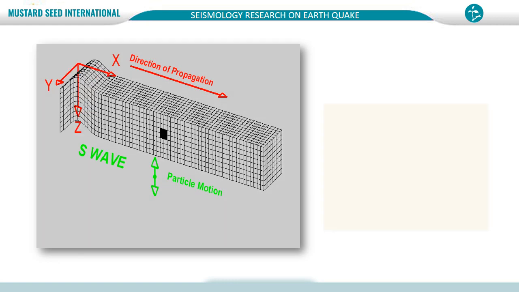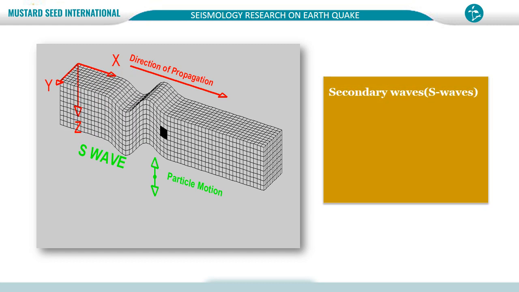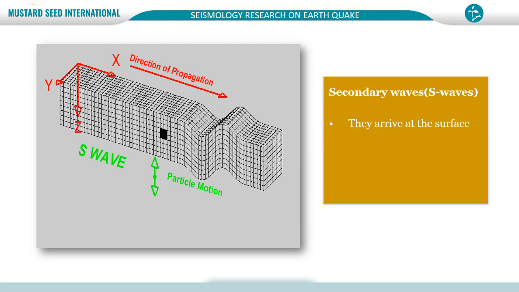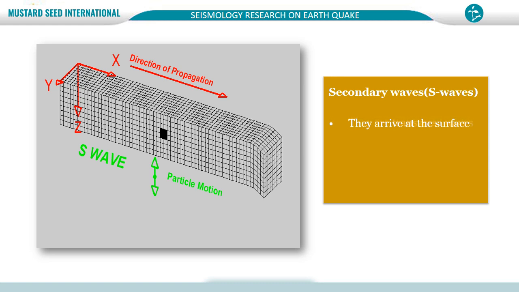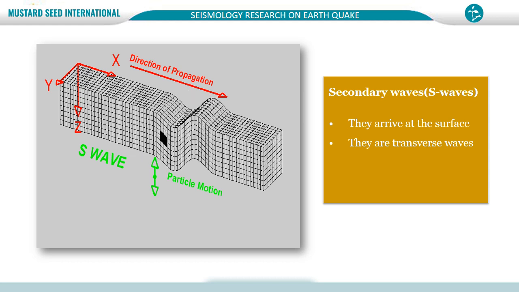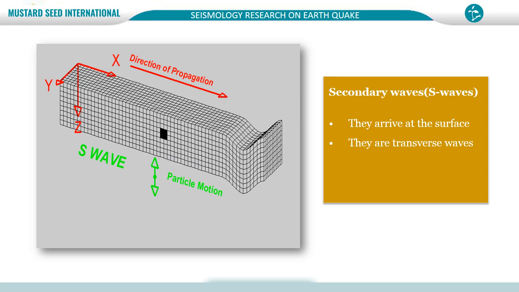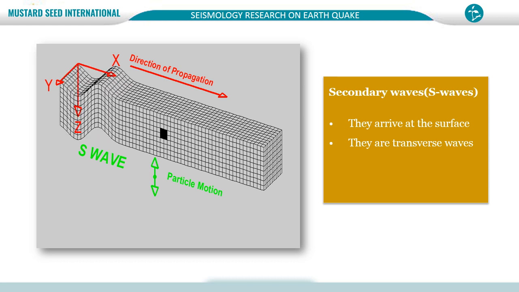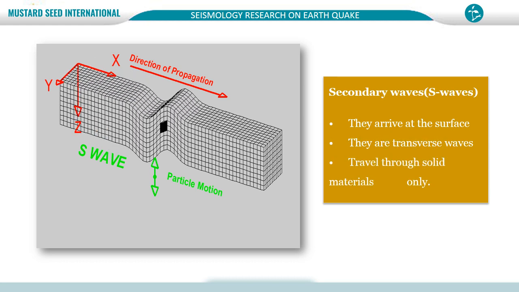Secondary waves or S waves. They arrive at the surface with some time lag after primary waves. They are transverse waves in which the direction of particle movement and wave propagation are at right angles to each other, hence called transverse or distortional waves. They can pass only through solid material.